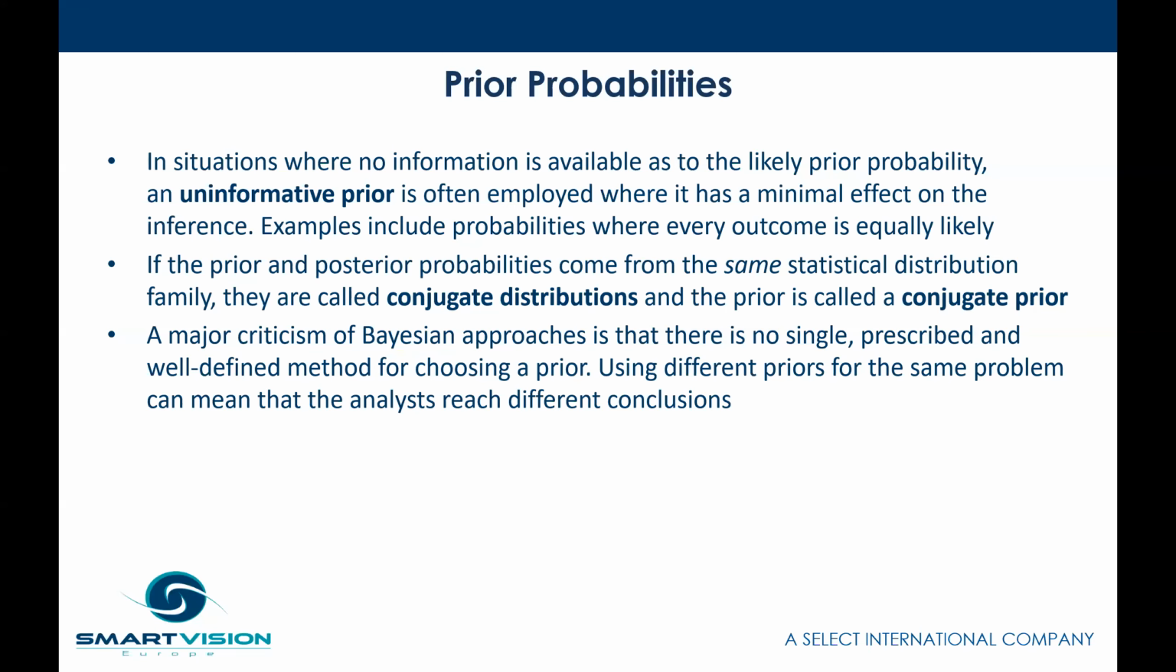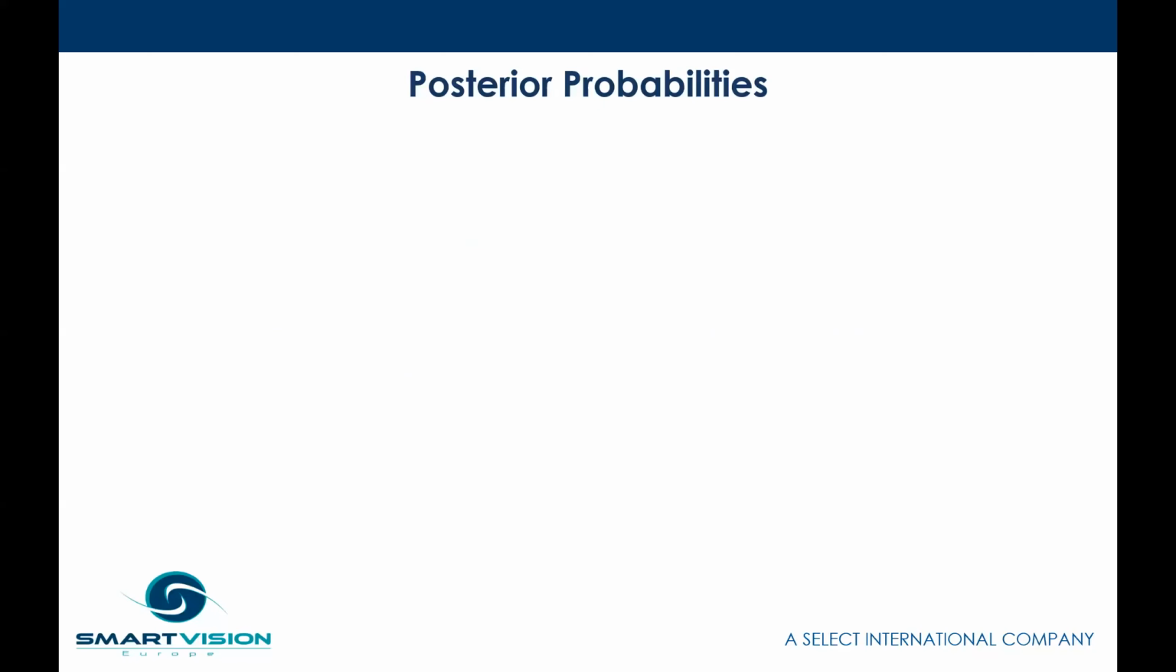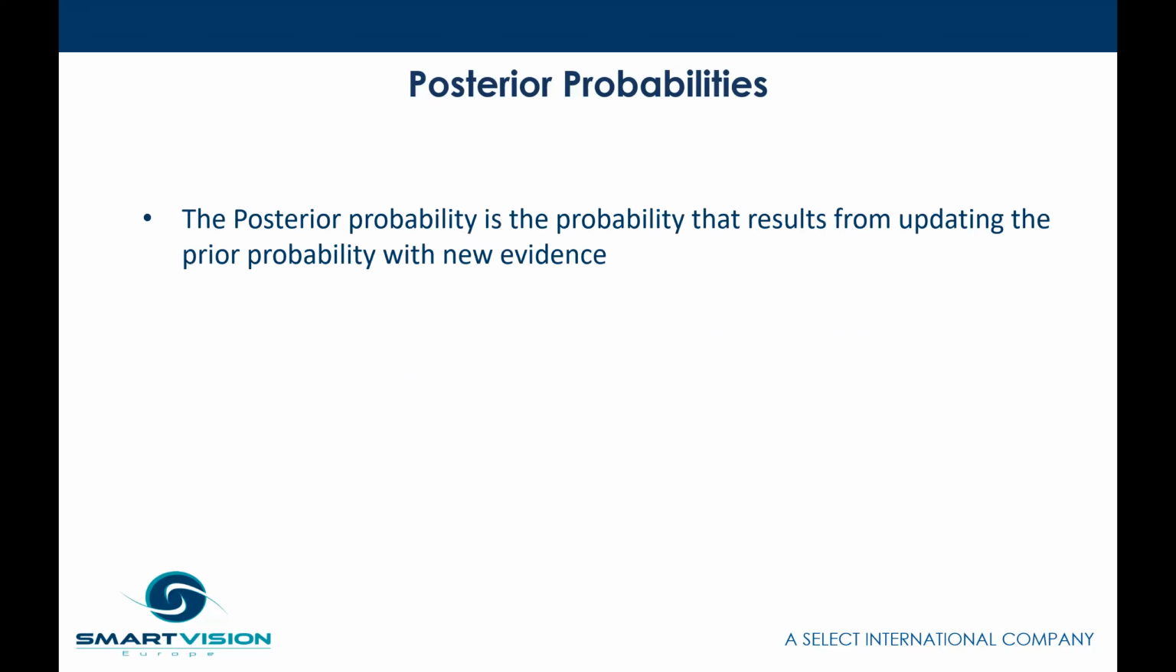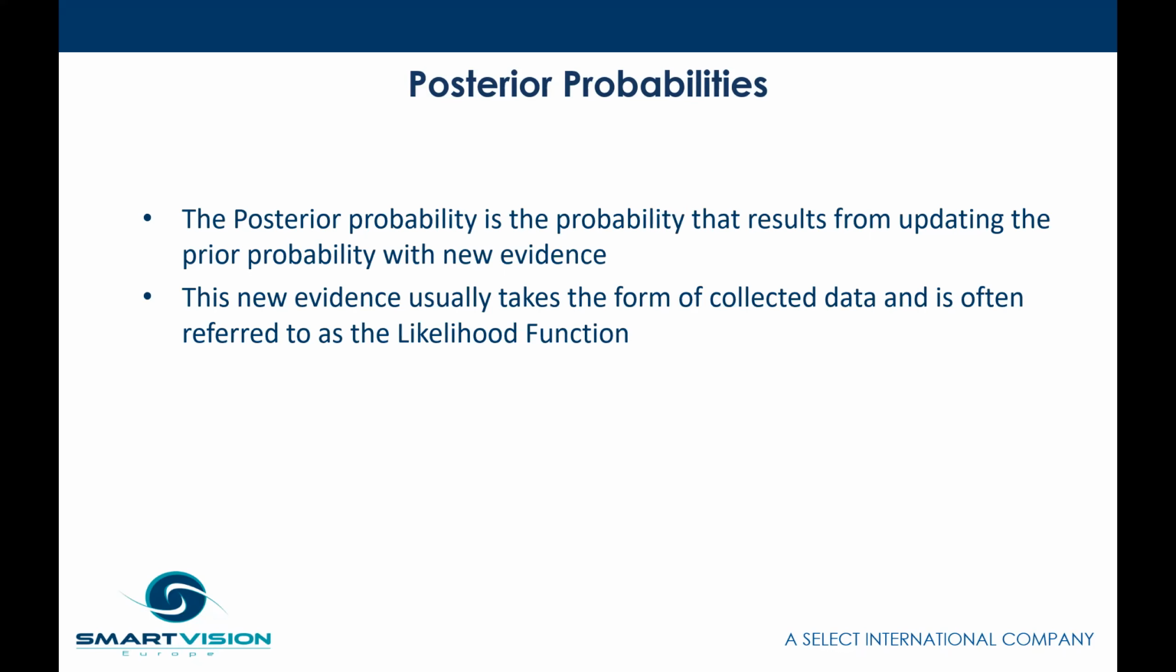So that's a few things. So there's the prior probability. You saw me mention the posterior probability. That just refers to the probability that results from updating the prior probability with the new evidence. It's what comes out. It's the result of your analysis once you've incorporated the data and you've incorporated the prior probability.